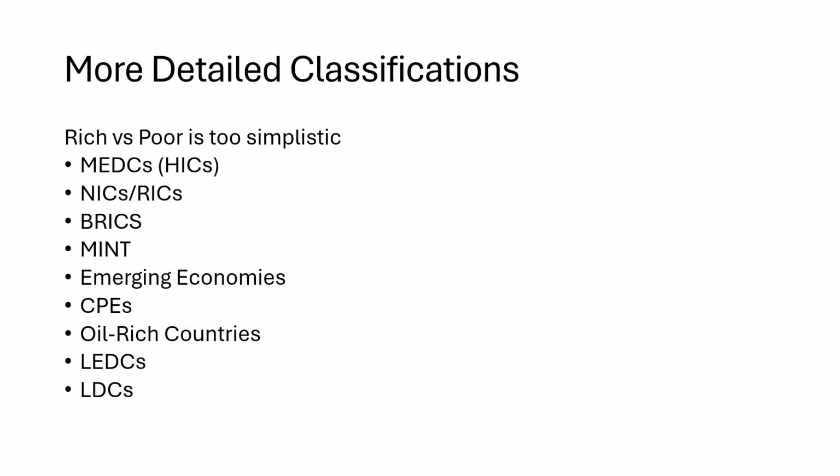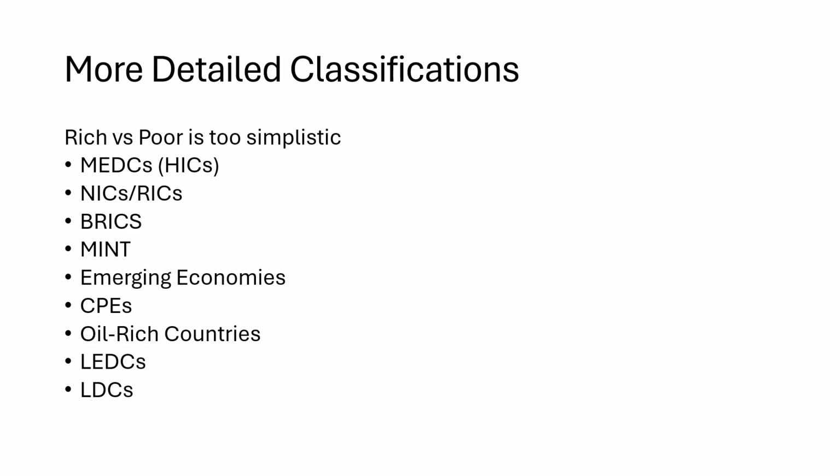Next, we have LEDCs or lower economically developed countries, and these would be countries such as Pakistan and Kenya. And these are less developed countries with lower incomes and low living standards. They could also be called LICs. However, they could also fall, some of them, in the MIC category.